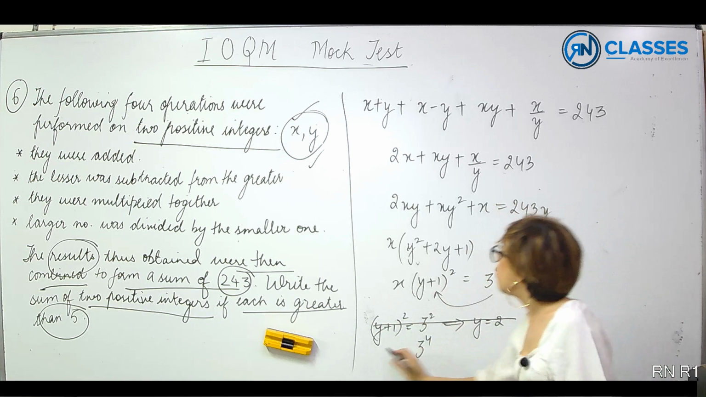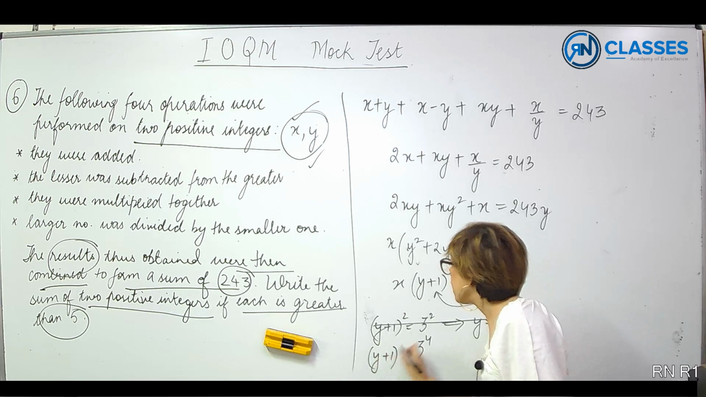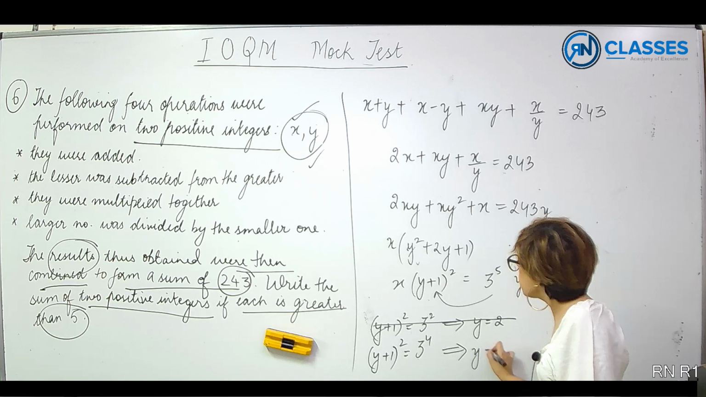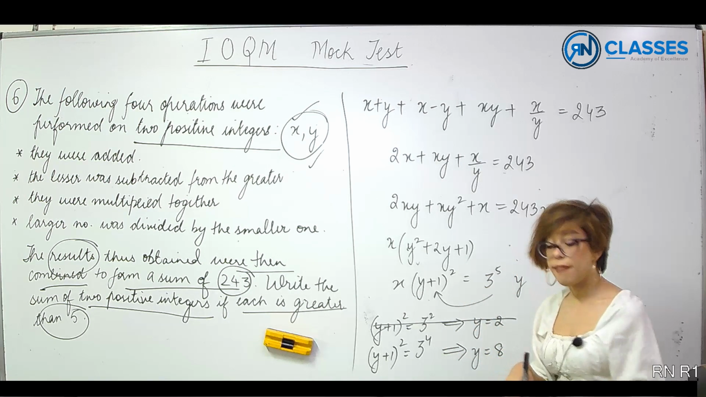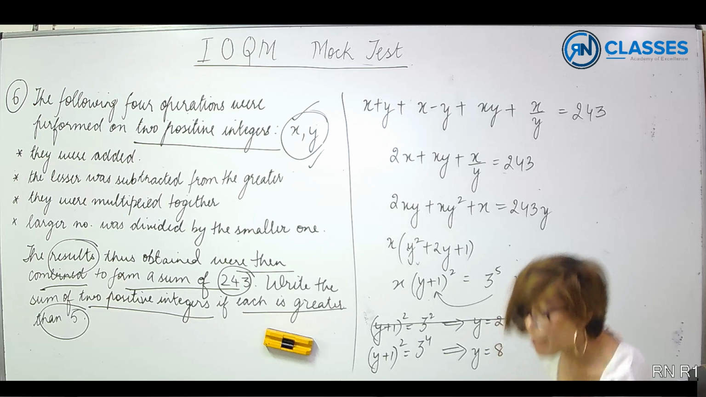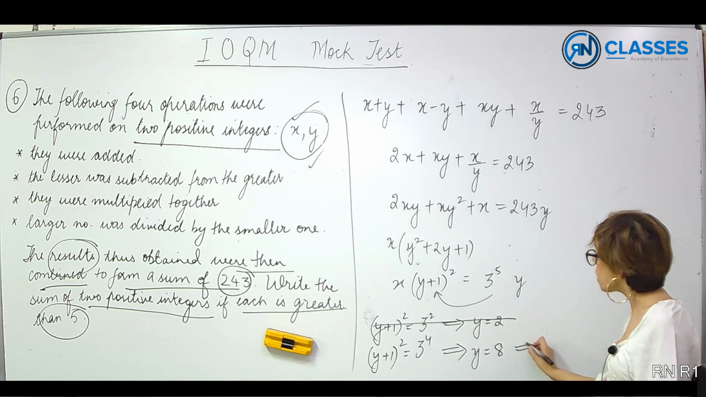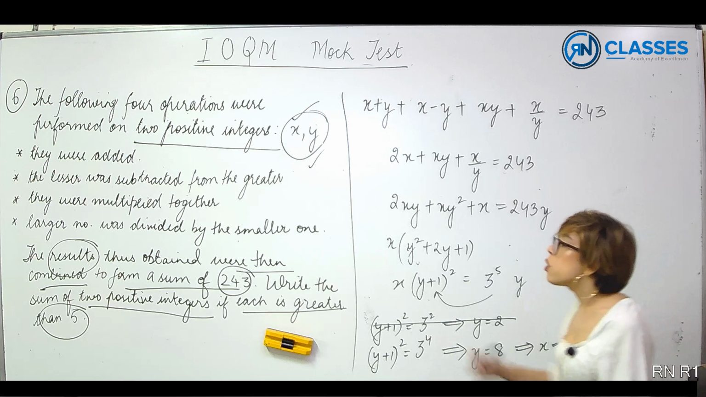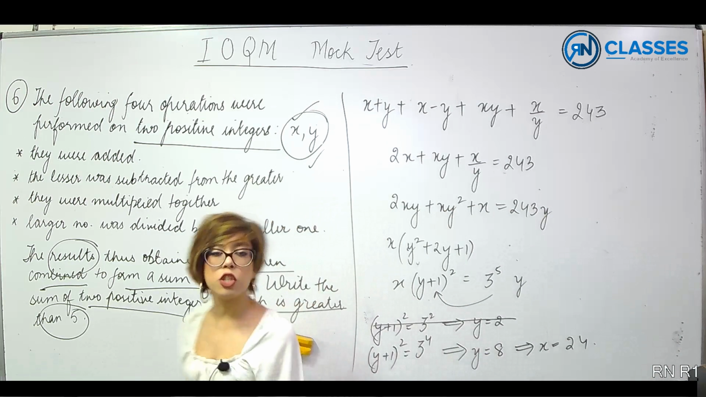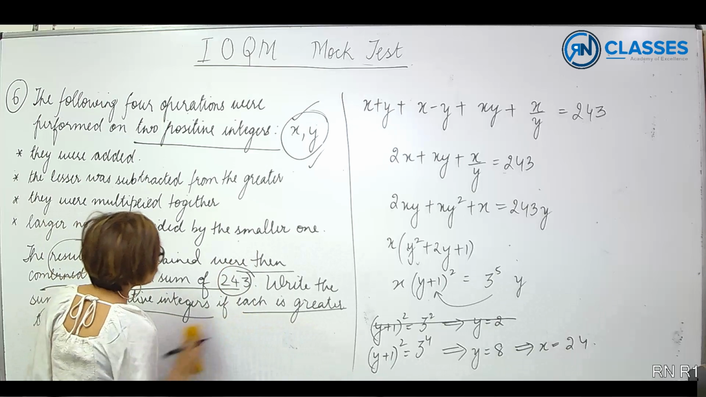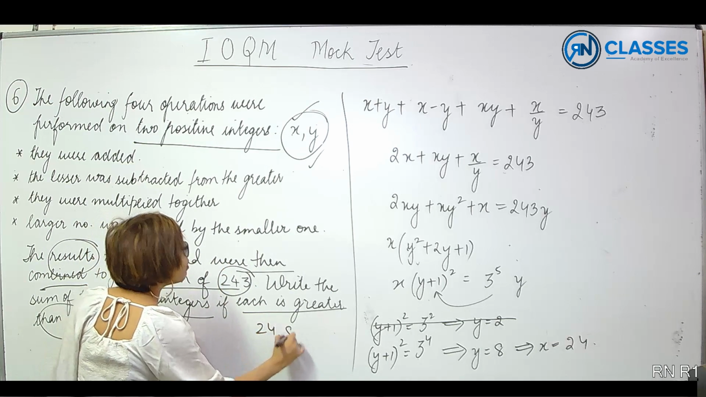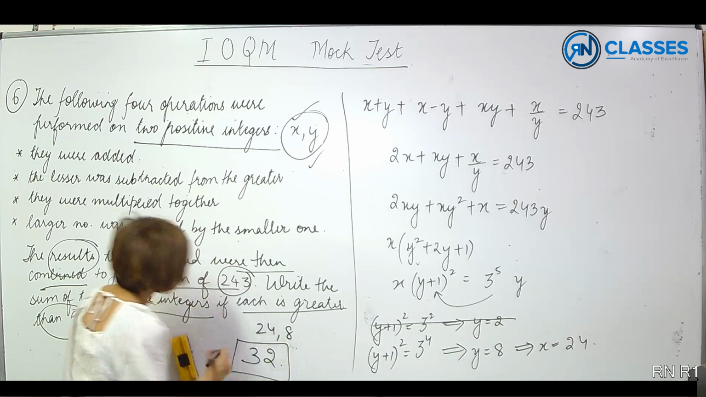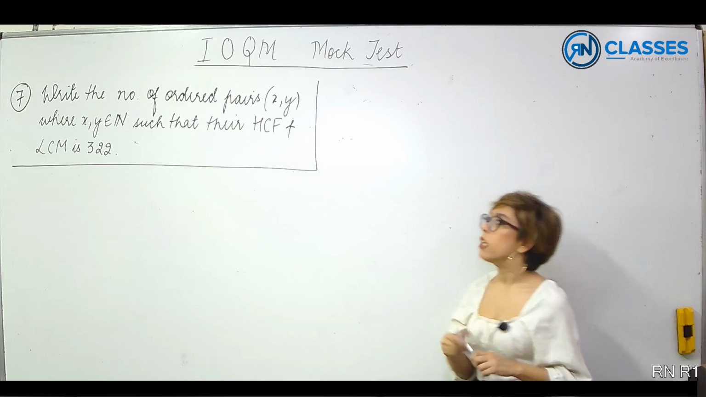Second case, y plus 1 whole square, that is equal to 3 raised to 4. From here, I can find that y is nothing but 8. Now, which is greater than 5. Now, if y is 8, I can get the corresponding value of x. X will turn out to be 24. Right? So, he says write the sum of two positive integers. First integer, that is 24. Second integer is 8. I want the sum. That means the answer for this question is 32. Alright, on to the next one.